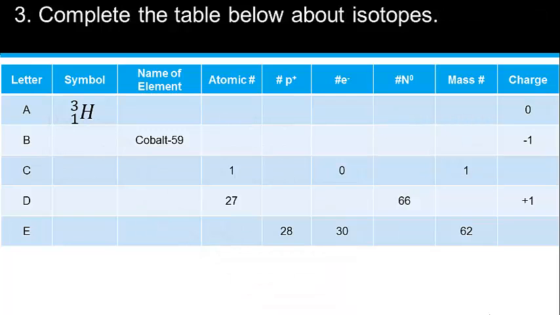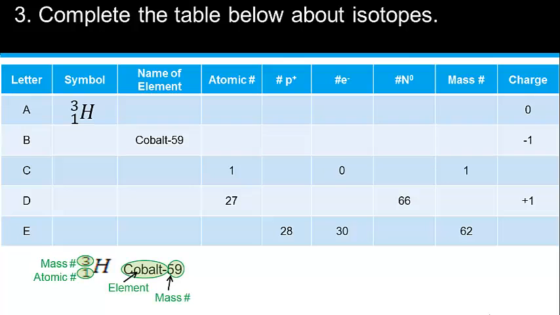Next question is a table about isotopes. In order to fill this out, first we need to know that in isotope notation, the mass number is the top number and the atomic number is the bottom number. We could also write it in a different notation. So for example, if we write cobalt 59, the element is cobalt and the mass number is 59. Because I know it's cobalt, I could look up the atomic number and tell you how many protons, and the mass number is the sum of the protons plus the neutrons.